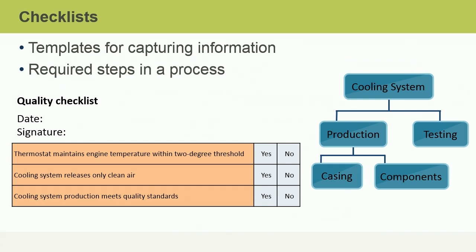Quality checklists are structured lists that you use to ensure the required steps in a process have been performed. Your organization or professional organizations may provide standardized checklists for frequent quality control tasks. Checklists can be simple or complex depending on the application.